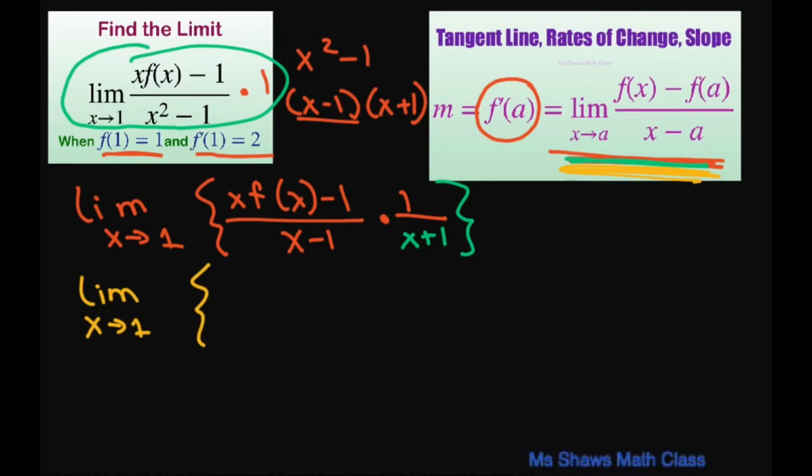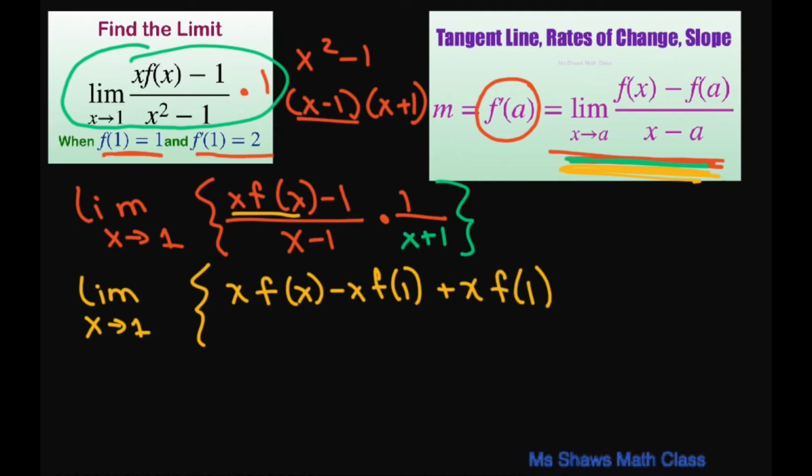The algebra trick I'm going to use here is I'm going to take my x times f of x, this part, minus 1 here, but I'm going to subtract x times f of 1. And if I do that, I also have to add it. So I'm going to add it as well, so this equals 0. But if I write it like this, then we still have that minus 1. That's going to help us make it look like this numerator here.